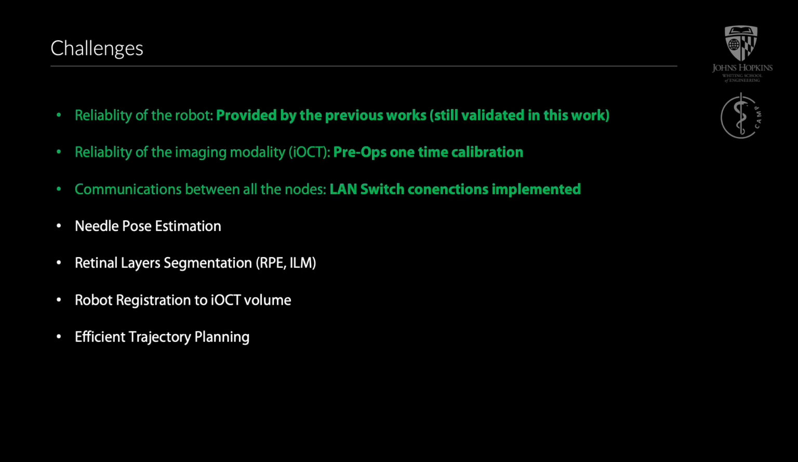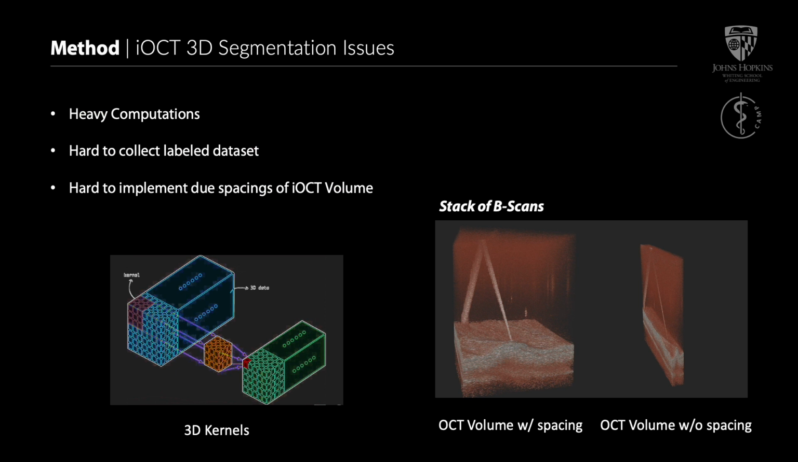The main challenges which need to be tackled are as follows: injection needle pose estimation, retinal layer segmentation from iOCT frames, robot microscope registration, and trajectory planning. Approaching the segmentation problem as a 3D task would present certain challenges. The segmentation of a volume and collection of a labeled dataset would be time-consuming. Moreover, due to the non-uniform spacing of the iOCT scans, the kernels used in convolutions would need to have non-standard sizes, making the training process problematic.